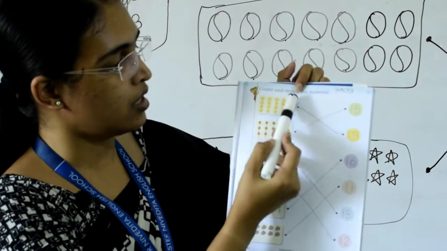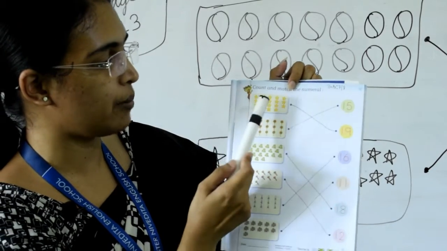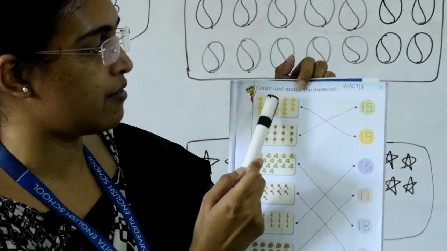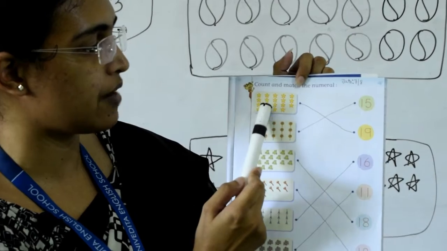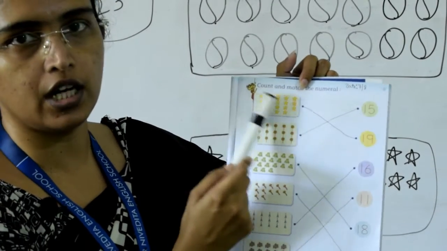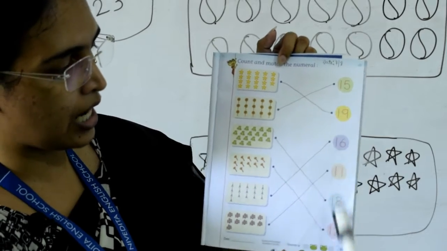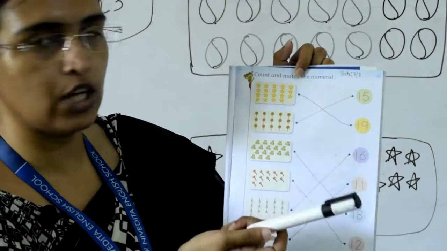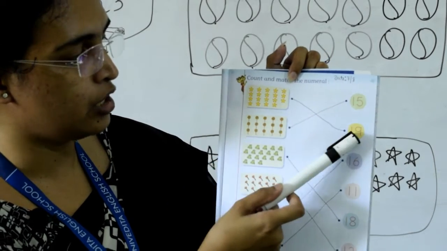Now here in the first box there are some stars. Let's count how many stars. 1, 2, 3, 4, 5, 6, 7, 8, 9, 10, 11, 12, 13, 14, 15, 16, 17, 18, 19. So there are 19 stars, and on this side, is the number 19 written here? Yes, it is here. So what you have to do? You have to draw a line from here to here.